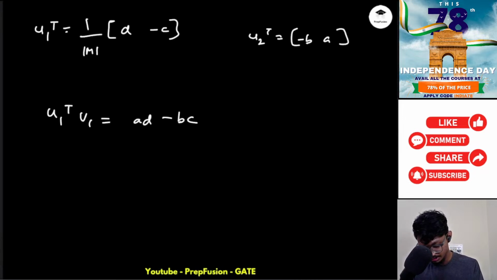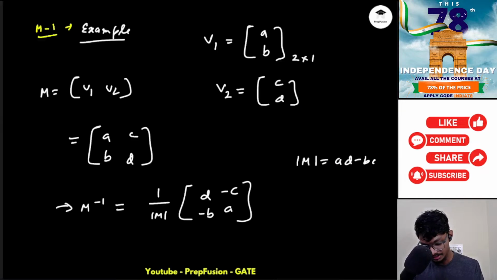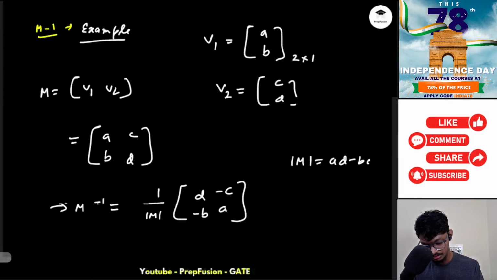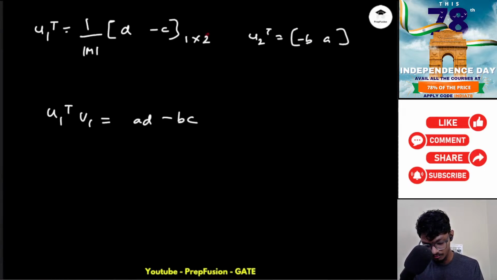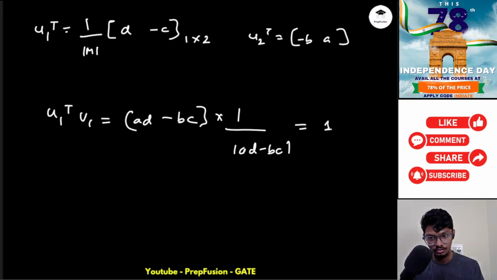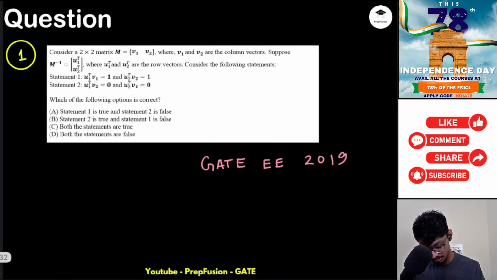And you can see the order of this is 1 cross 2, 1 row and 2 columns, and the order of this is 2 cross 1. Hence when I multiply u1 times v, the middle order gets cancelled, and I get only a 1 cross 1 element. That is exactly what we are getting here. So ad minus bc, one element, divided by, don't forget, the determinant of M as well, which is also ad minus bc. So this will be equal to simply 1.